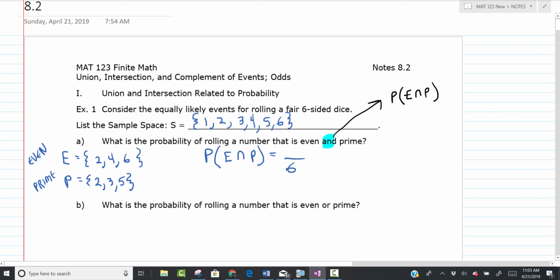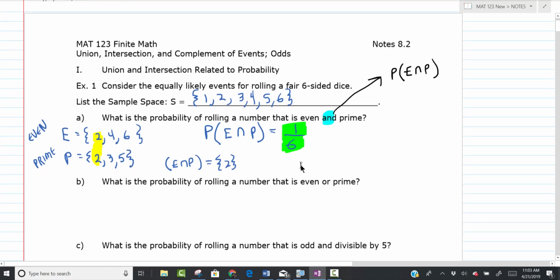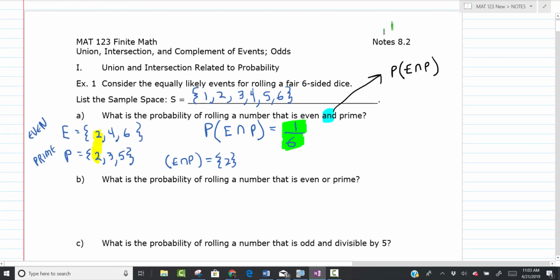Of course, there's 6 possibilities that can happen. Now, what is the intersection between these two sets? The only thing that's in common is a 2, so the intersection would just be the set containing a 2, and there's only one possibility. So the answer of this problem would be a 1/6 probability. So if it's and, you start thinking about intersection.